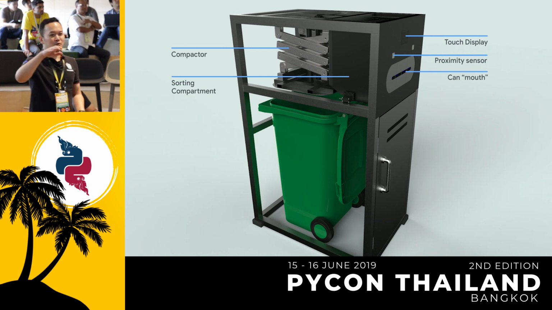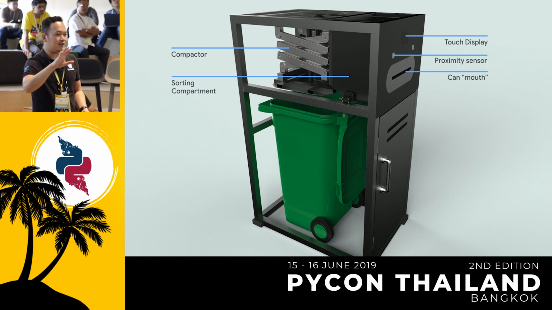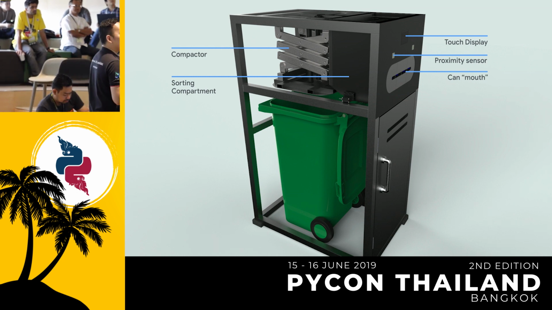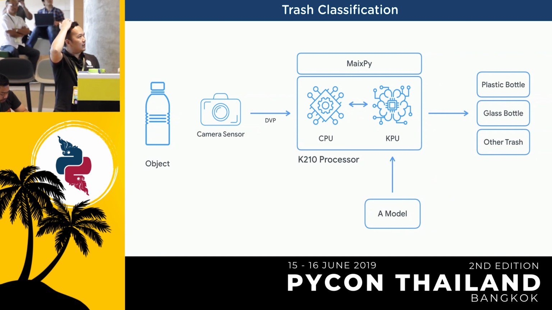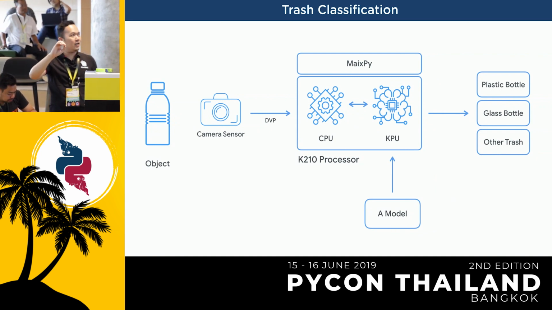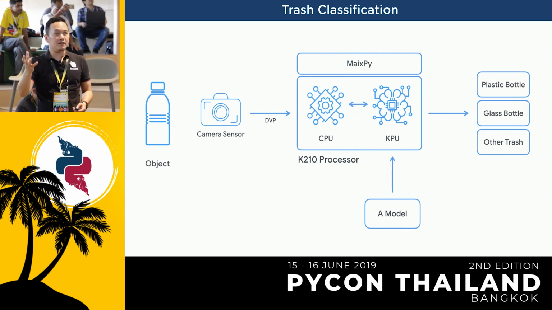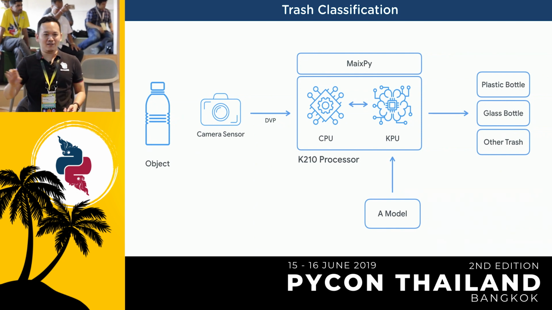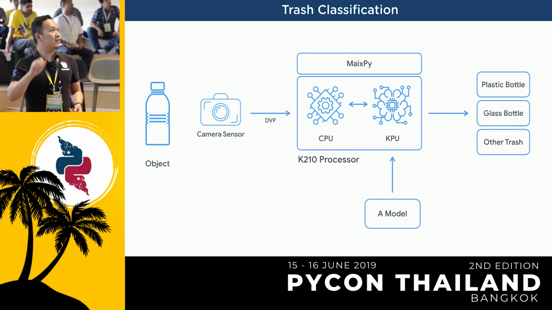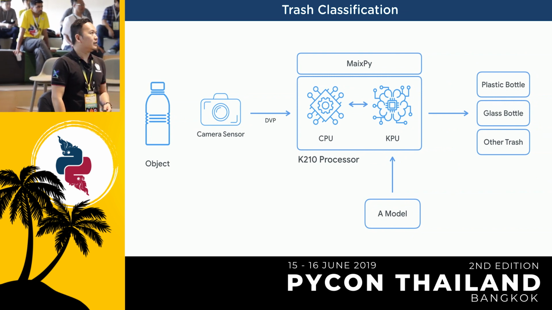So we need to have some kind of trash classification. The way we do it is that we need to be able to classify the trash as plastic, glass, and other. We don't really care about others, but we only care about plastic or glass.